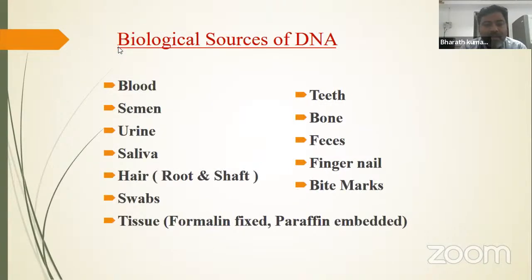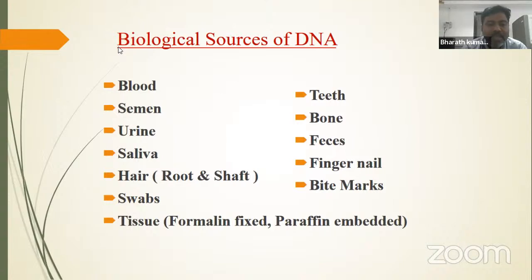So what is the basic source of DNA? Where can we get DNA? The routine source is blood. Other than blood, many other substances can be used to extract DNA. These include seminal fluid, urine, saliva, hair, swabs, teeth and bone, feces, fingernails, and bite marks. Another important source is tissue.